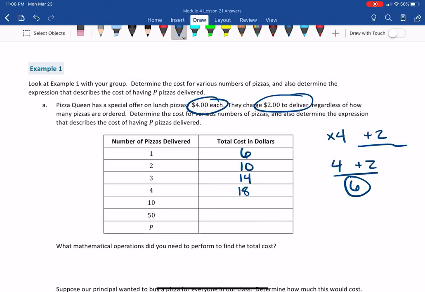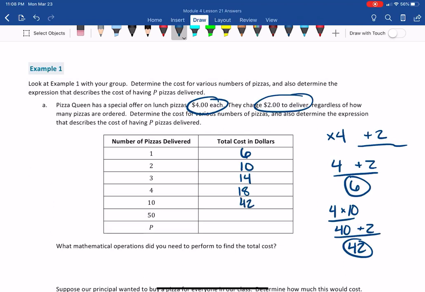But what about 10 pizzas? Does the delivery charge change? No, right? It's just still $2. So I'm going to take my $4 times my 10 pizzas to get $40, plus my $2 delivery charge becomes $42. It's a pretty good deal. Better than your Fox's Pizza down the street.